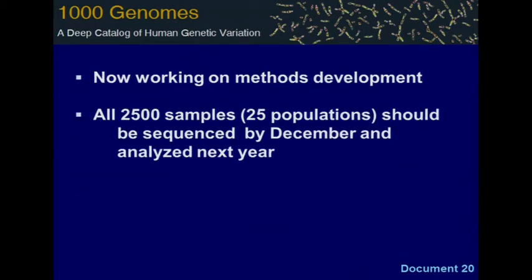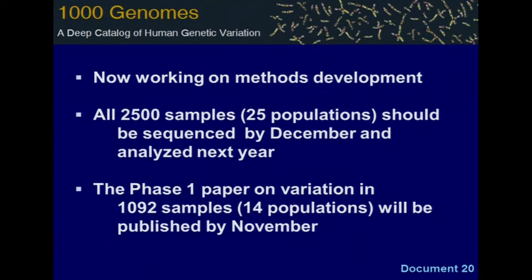These new methods will be used to analyze the final data set of about 2,500 samples from 25 populations, which should be generated by December and which should then be analyzed next year. But meanwhile, the phase one paper, which characterizes the variation in the first 1,092 samples from 14 populations, will be published in early November. In fact, it'll be published in time for the ASHG meeting.